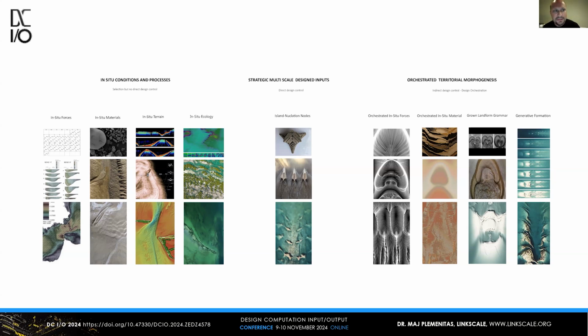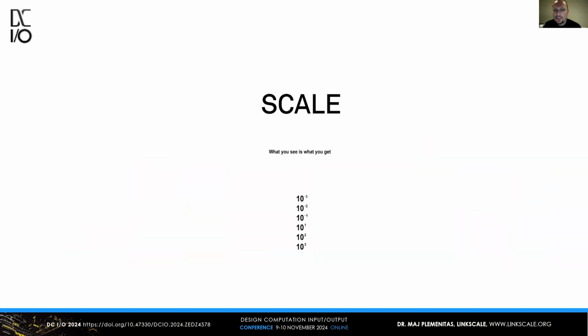The approach introduces the in-situ conditions and processes, including forces, materials, terrain, as well as certain ecological factors as vital components in this generative process. They're joined by the strategic multi-scale designed inputs, so-called island nucleation nodes and node networks. And together they start to orchestrate the forces, materials, landforms, and the process of morphogenesis.